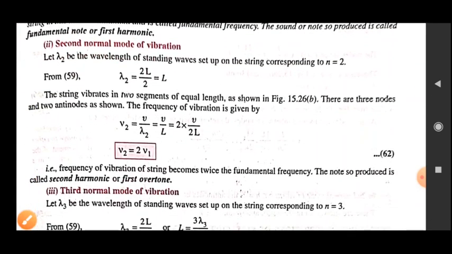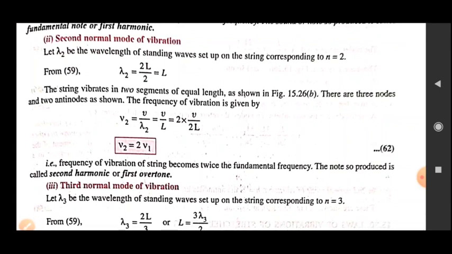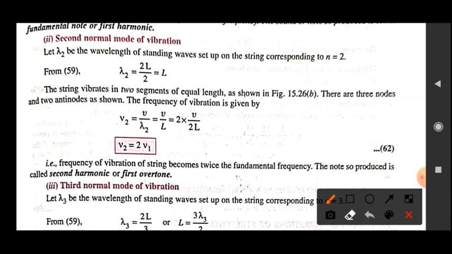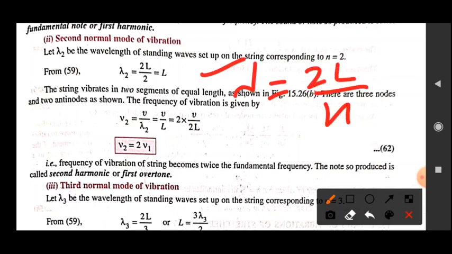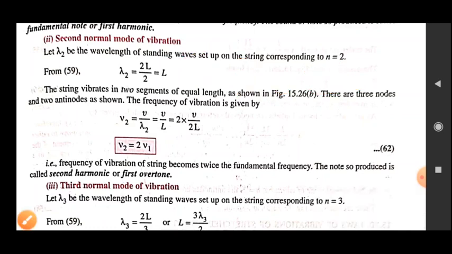Now let's see the second normal mode of vibration. In the case of the second normal mode, suppose lambda 2 is the wavelength of the standing wave set up in the string corresponding to n equal to 2. Putting n equal to 2 in the formula, lambda is 2L upon n, so lambda 2 is equal to L. It means that over the complete wire of length L, one complete wavelength fits.